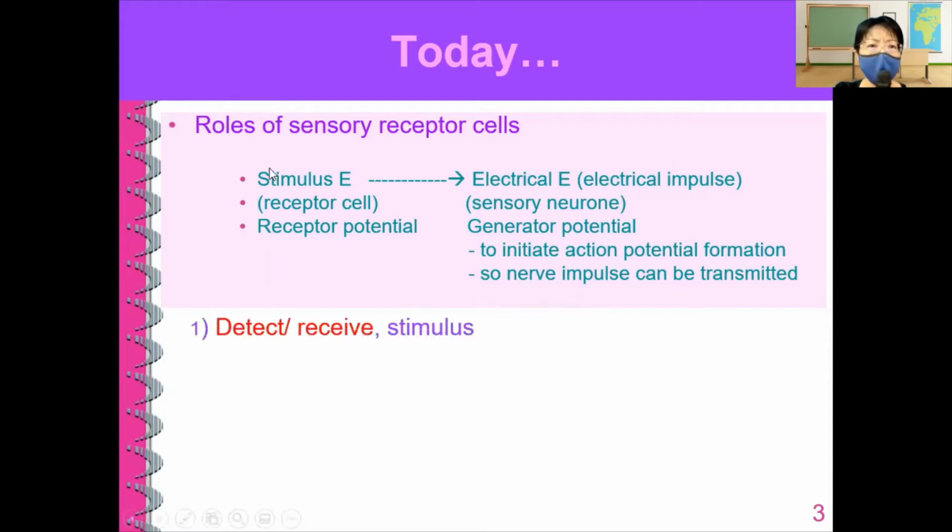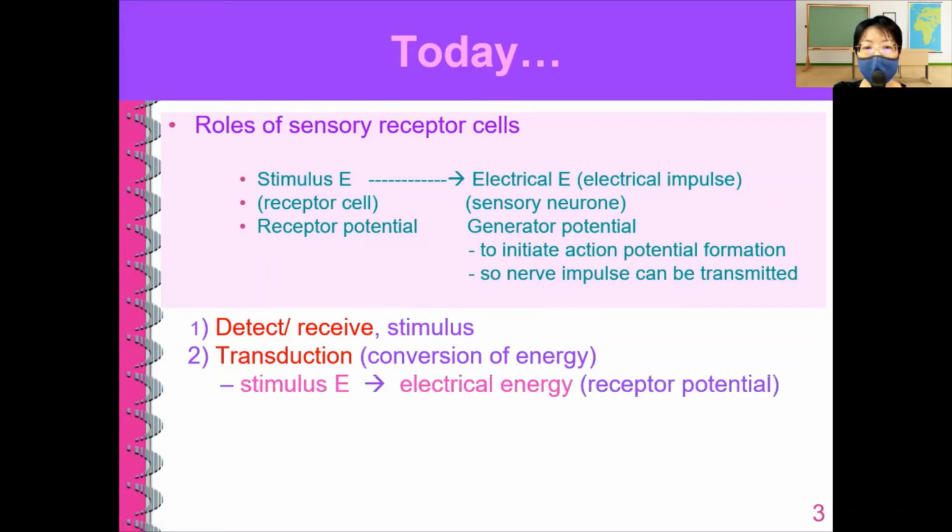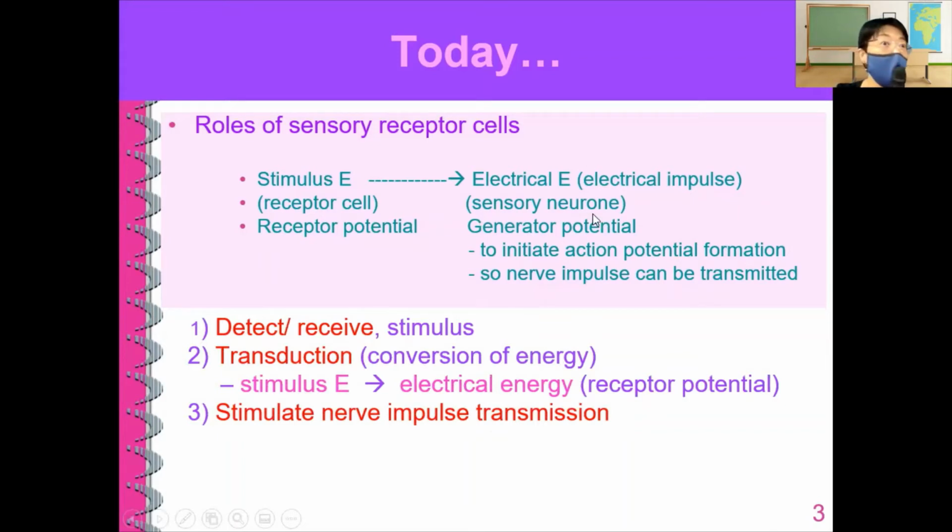So the role of the receptor cell is to detect or receive the stimulus, followed by transduction, meaning conversion of the energy of the stimulus to electrical energy. So the stimulus energy is converted to electrical energy in the form of receptor potential first. Then this receptor potential becomes an electrical stimulus to stimulate nerve impulse transmission, because you learned before, the neuron is able to receive 3 types of stimulus: mechanical, electrical, and chemical. So this is an electrical stimulus.